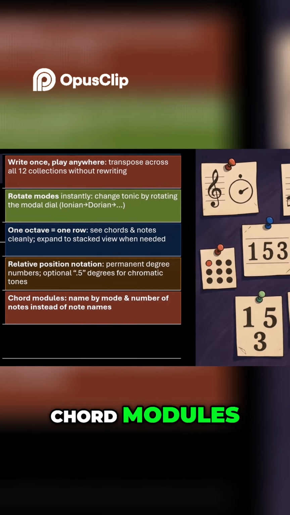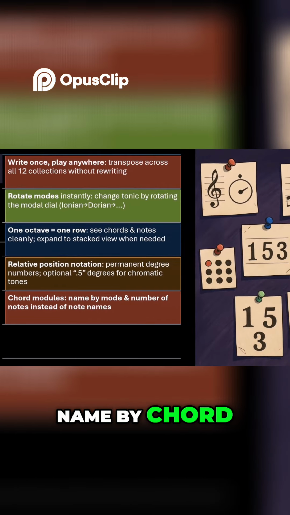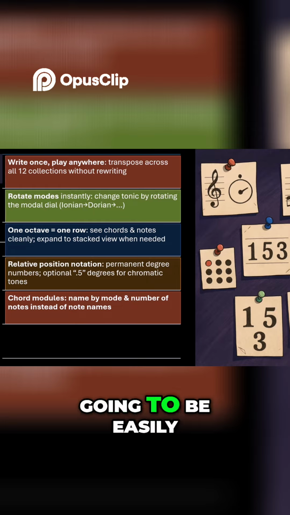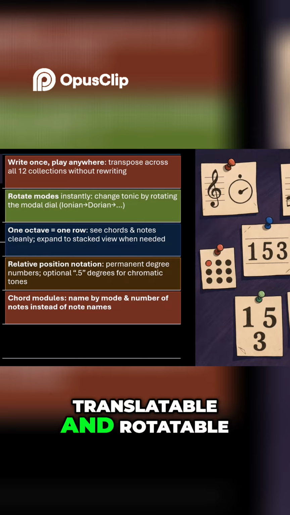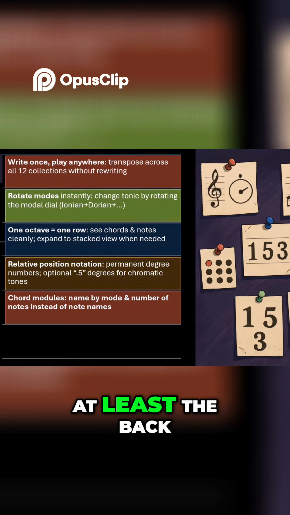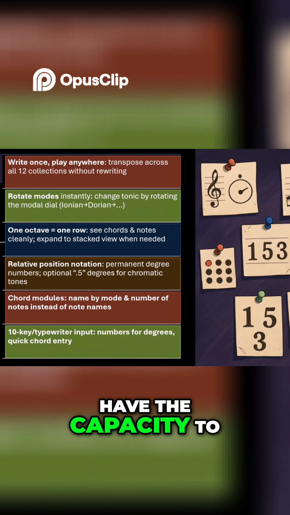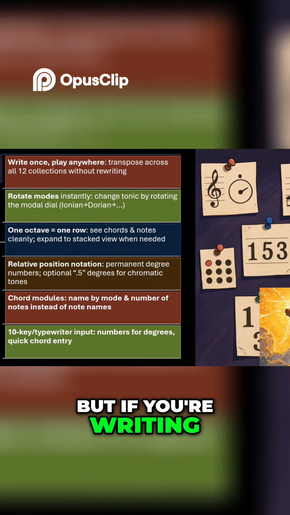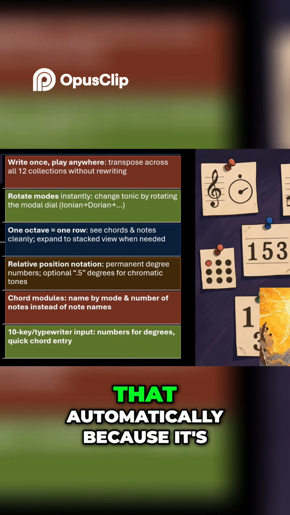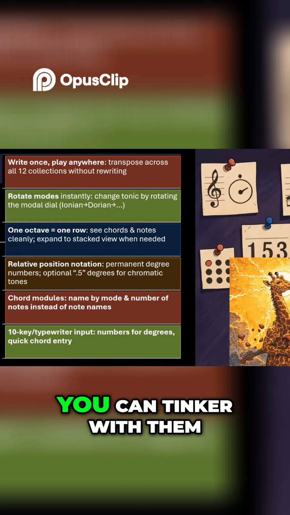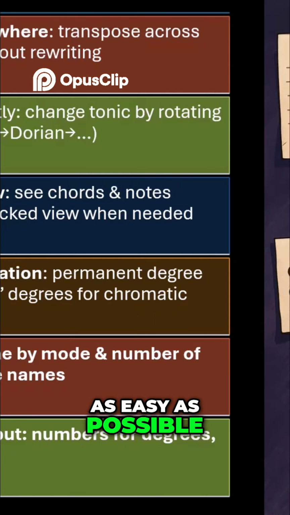Chord modules, name by chord mode and number of notes. In other words, we should be naming our chords in such a way that they're going to be easily translatable and rotatable. At least the back end of the system of a DAW should have the capacity to do that. But if you're writing down musical ideas, you should also do that automatically because it's the most efficient way to write down your musical ideas so that you can tinker with them as easily as possible.